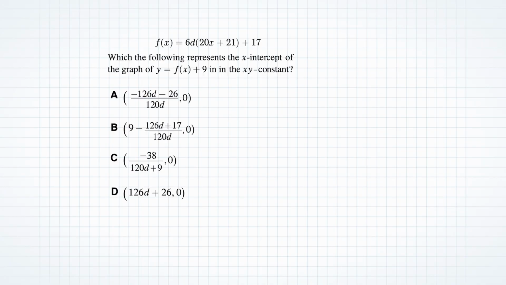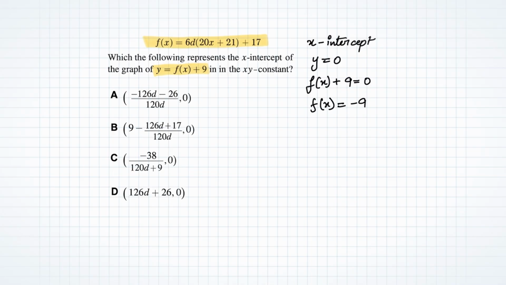Now let's solve this advanced question together. We're given that f of x equals 6d times the quantity 20x plus 21, plus 17. And we need to find the x-intercept of y equals f of x plus 9. At the x-intercept, y equals 0, because that's where the line crosses the x-axis. First, we set f of x plus 9 equals 0. This means f of x equals negative 9.